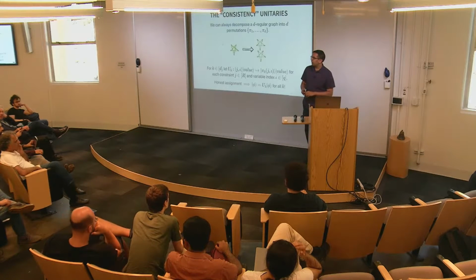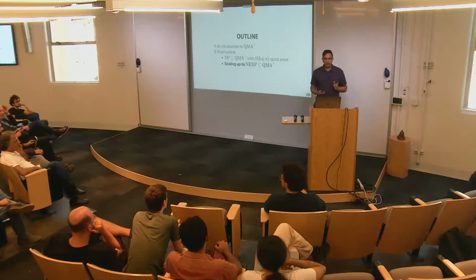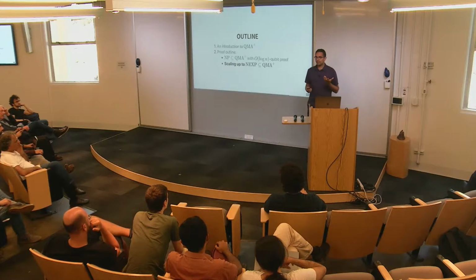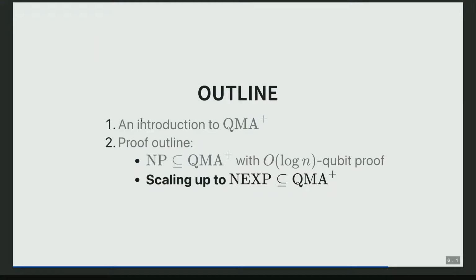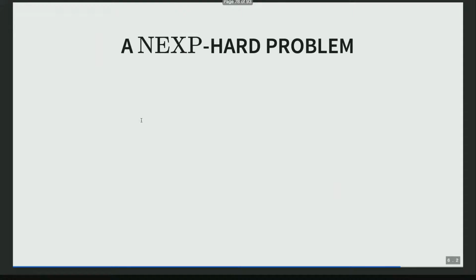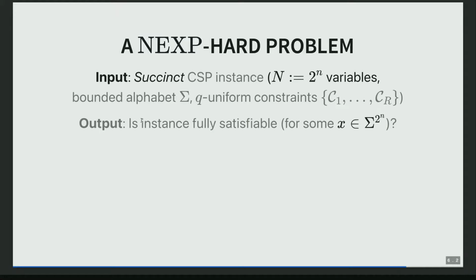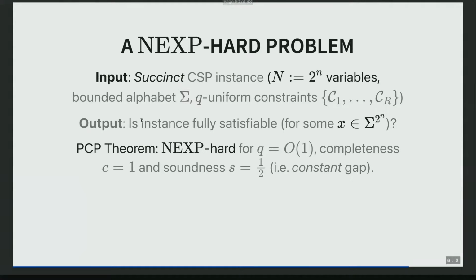Great. Okay, I'll just say a few words about how you scale this up to NEXP. The reason I present it in this way, as opposed to talking about unique games, is that now the only thing we have to do is worry about succinctness. So we need an NEXP problem now. We're going to have capital N be 2 to the little n. And the instance now has to be succinct. There has to be, let's say, a poly-size circuit that represents the instance. And the question is, is this instance fully satisfiable or not?